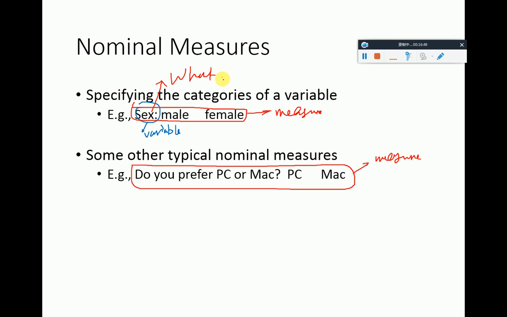What is your sex? How about that? As such, this entire thing will be very similar to this question, right? Do you prefer PC or Mac? I give you two choices. What is your sex? A question, and I give you two choices. So again, this question plus these two choices together constitute a measure.